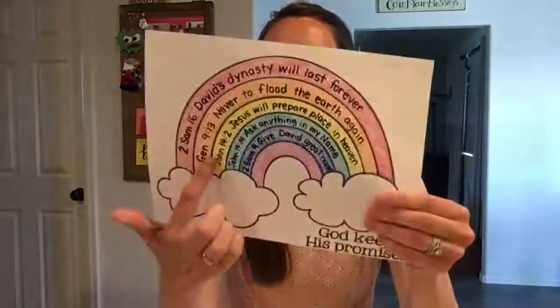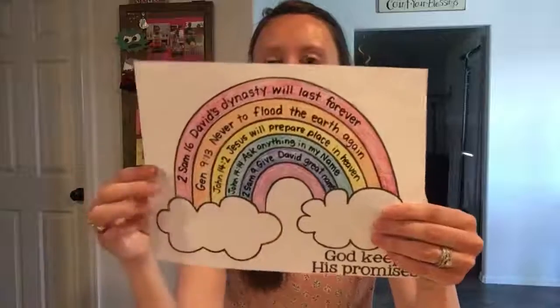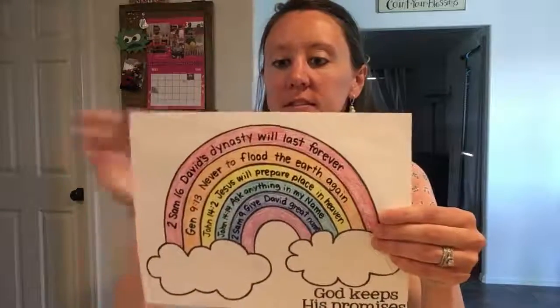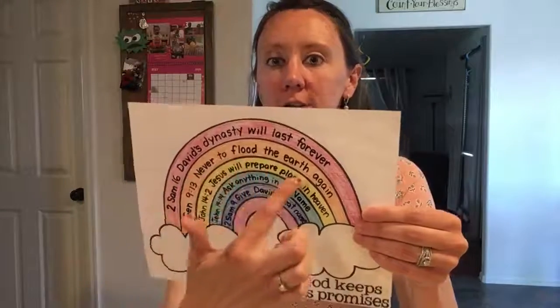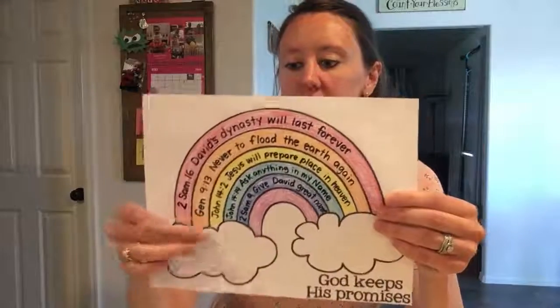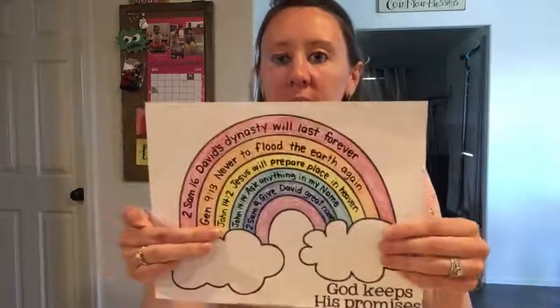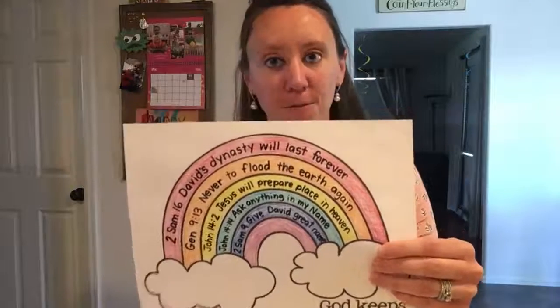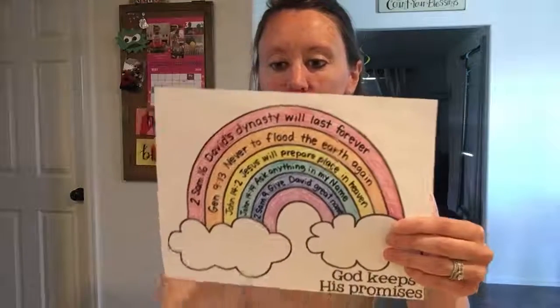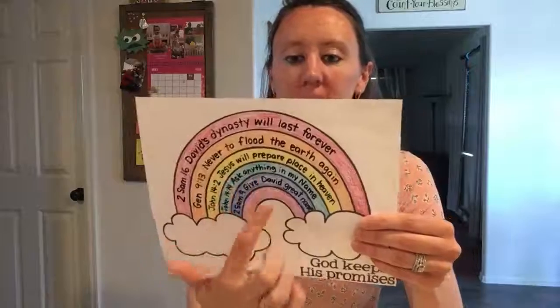And then down to the orange section, I thought of a different covenant that God had made with his people. This one again we talked about briefly from Noah's Ark, from Genesis 9:13. The covenant that God made was never to flood the earth again. And then down to the yellow section, I went to John chapter 14 verse 2, and the covenant that God made with his people was that Jesus will prepare a place for us in heaven.